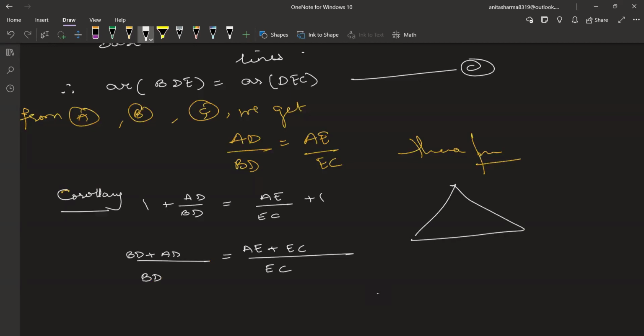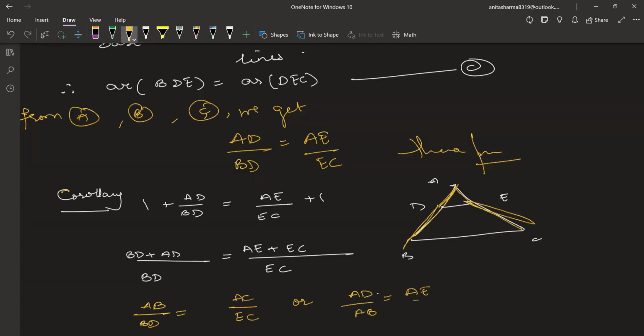So now this was your triangle ABC, with D and E. See the numerator part, children: when you are adding AD and BD, what will you get? AB side. Clear? And when you are adding AE and EC line segments, then you will get AC divided by EC. This is the corollary: AD upon AB equals AE upon AC. Clear, beta?